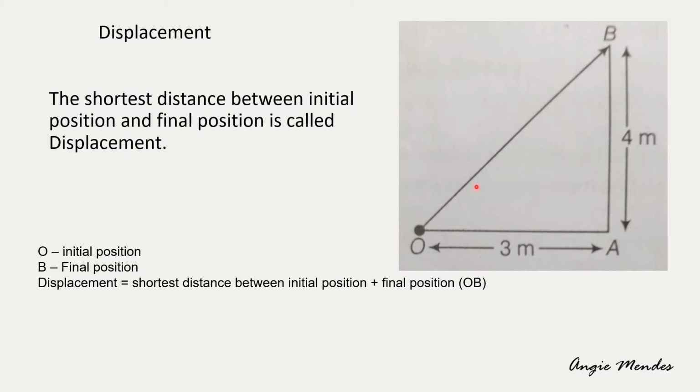which is OB. Now if you look closely at this figure, this is a right angled triangle. So by using Pythagoras theorem, we can find the displacement OB, which is 5 centimeters.